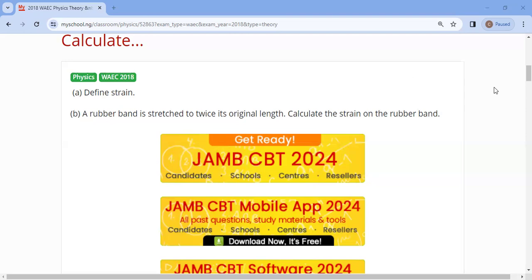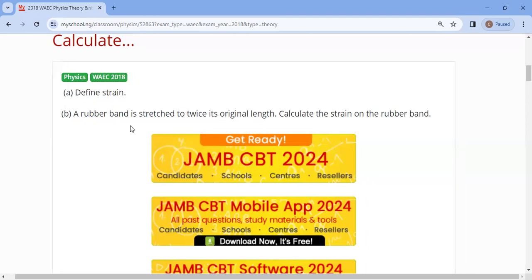What this means is that the increase in length you achieve when you stretch a material is what determines the strain on the material. So the higher the increase in length achieved when you stretch a material, like a rubber band, the greater the strain the material will experience. So the actual definition they want you to say here, there are two definitions. I want you to write them down.